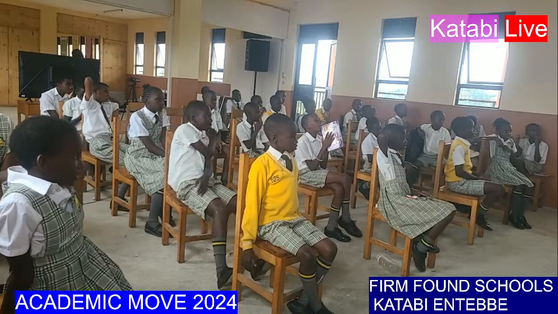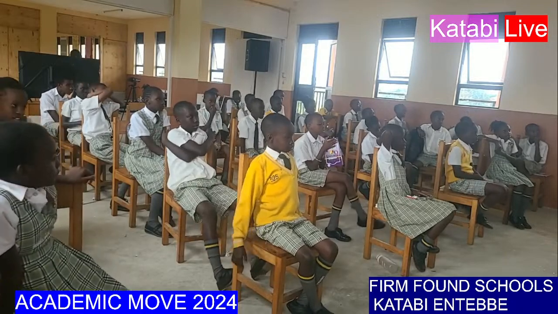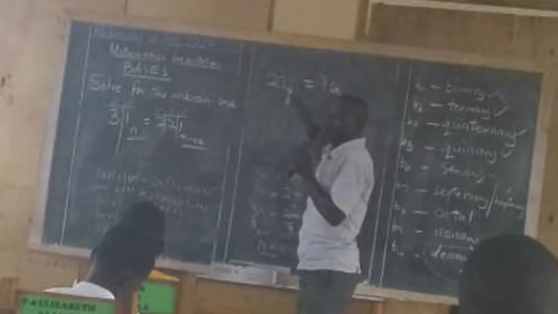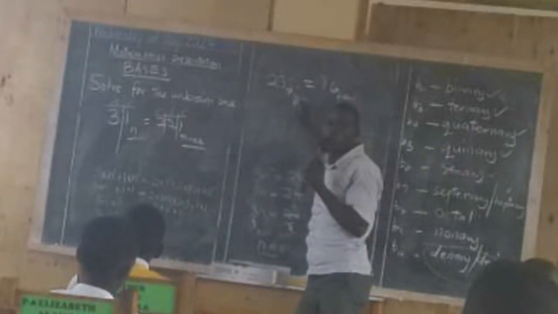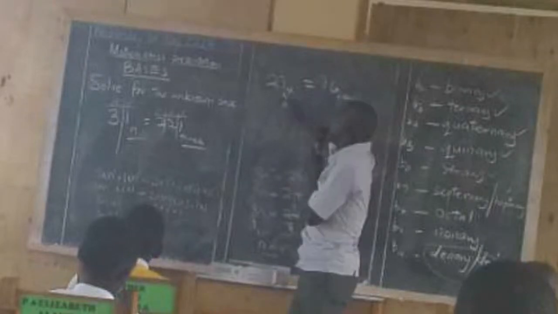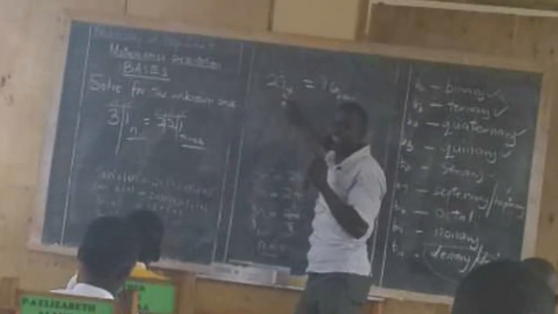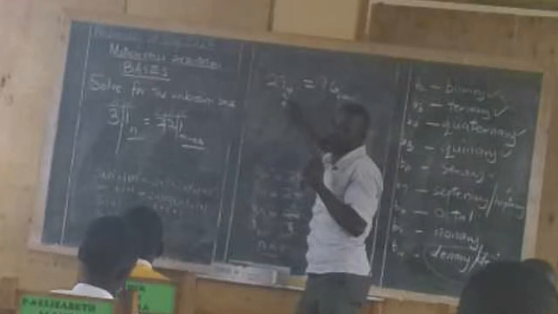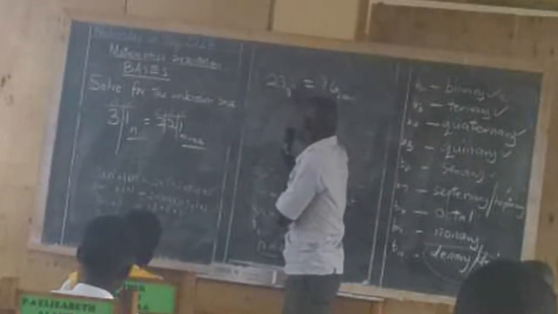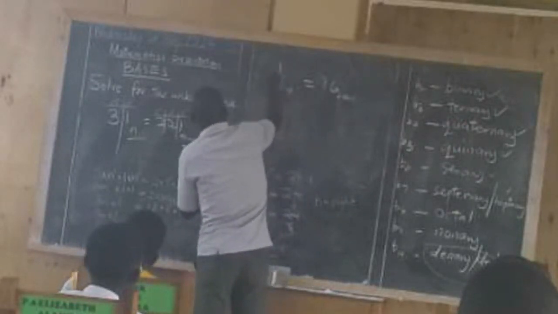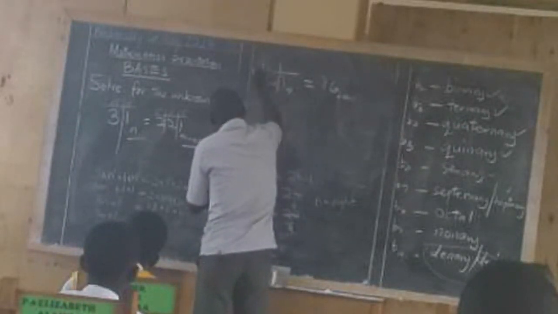It has an unknown base. The base here has been represented by X, by unknown. That means the base here can be 5, 4, 7, 8, 9, or 10, or anything. But the base is missing. The base here we don't know. So the only thing is to give powers to this side.